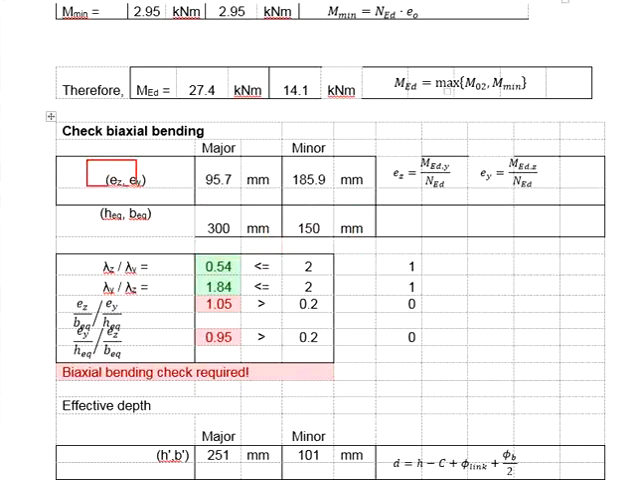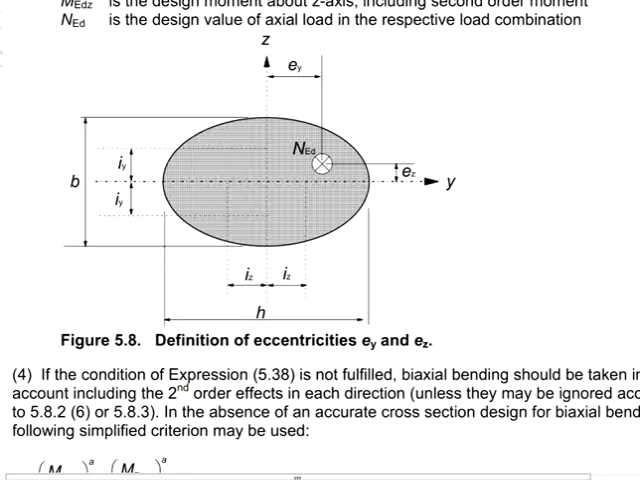Now you need to get the eccentricity in the major and the minor axis. The equations to determine the eccentricity are these. For the eccentricity in the z-axis, we are talking about the MED in the minor axis divided by the NED. As for the eccentricity in the y-axis, we are talking about MED from the major axis divided by the NED. If you find these equations very hard to understand, you can imagine it in this manner.